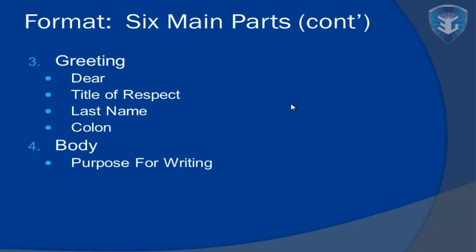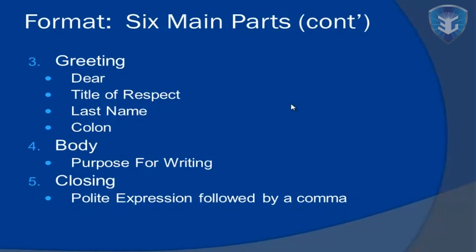Part 4 is the body of your letter. This is the biggest part of your letter, and this includes your purpose for writing. This is where you give all of your information. Part 5 is the closing. That's some polite expression, like sincerely, followed by a comma, and then your signature. It's important when signing a letter that you both sign it and have your name printed underneath.